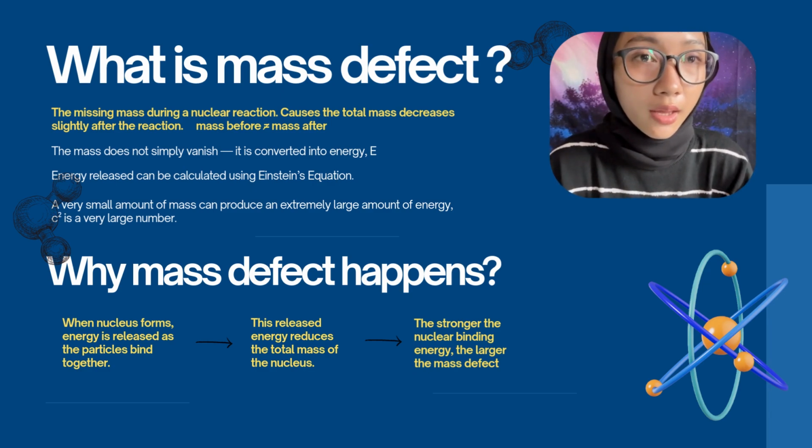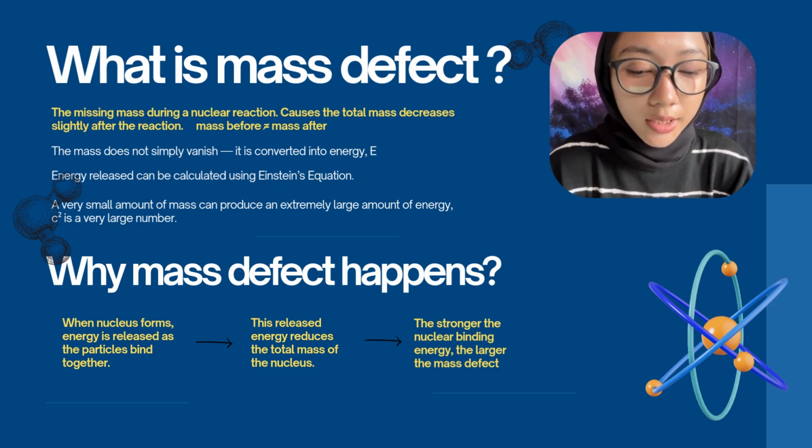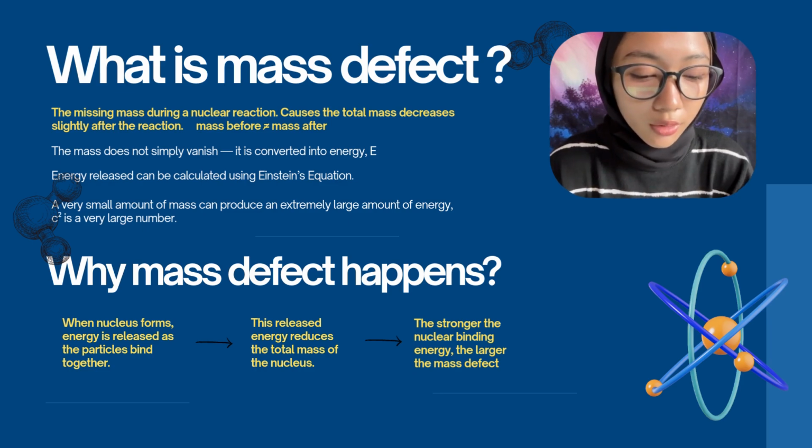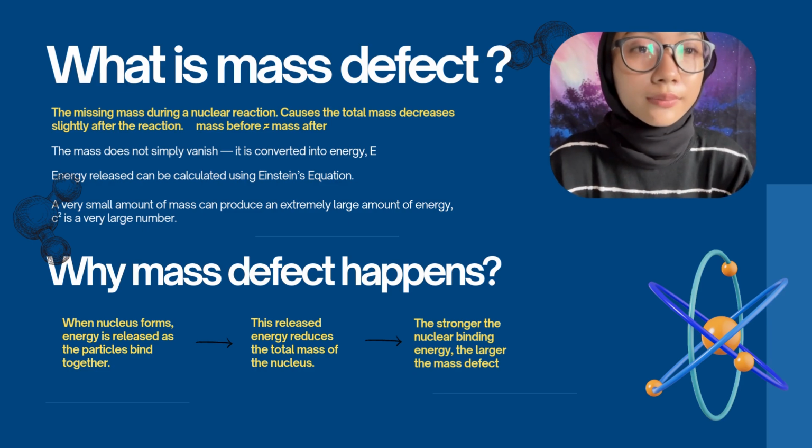Why does mass defect happen? It is because when a nucleus forms, energy is released as the particles bind together. This released energy reduces the total mass of the nucleus. The stronger the nuclear binding energy, the larger the mass defect.